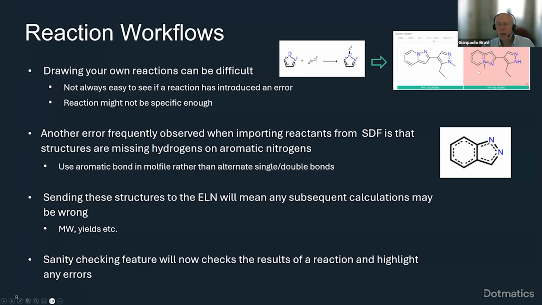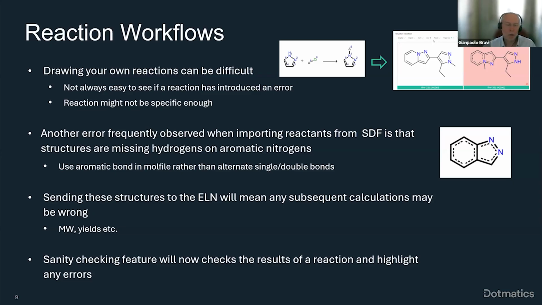Now, this situation can be adjusted by introducing an explicit hydrogen as a modification to this reaction. Another error that is frequently observed when importing reactants from SDF is that structures are missing hydrogens on aromatic nitrogen. Here is an example with an indazole structure. This is really due to a malformed mol file which contains aromatic bonds instead of alternate single and double bonds. The problem is that the structures are invalid, and when we send the structures to the ELN, any subsequent calculation will be wrong, for example, calculation of molecular weight.